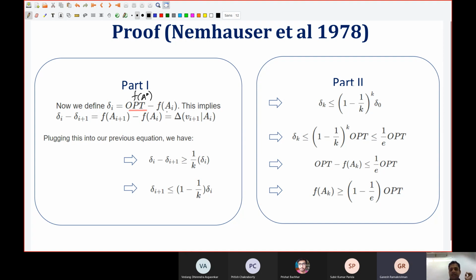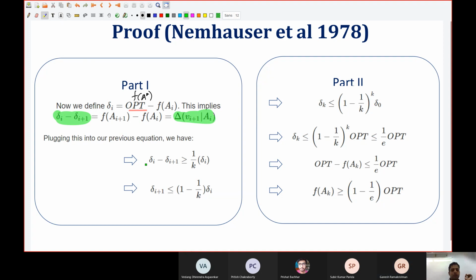So if delta i is opt minus f of ai, then delta i minus delta i plus 1 is just f of ai plus 1 minus f of ai. So the order will change because it's a negative. Delta i minus delta i plus 1 is f of ai plus 1 minus f of ai. This is exactly the same as, now I'll just color code, delta i minus delta i plus 1 is the same as delta vi plus 1 given ai, the conditional gain of adding vi plus 1 to ai.